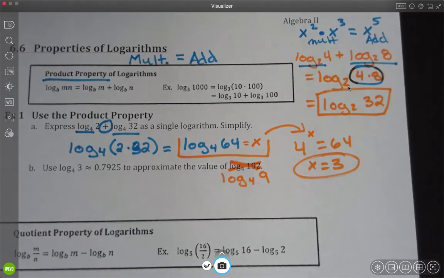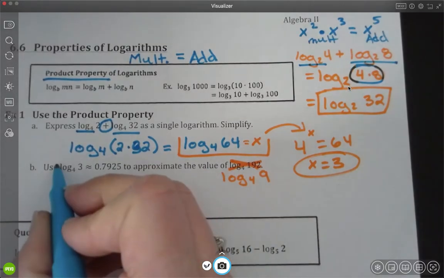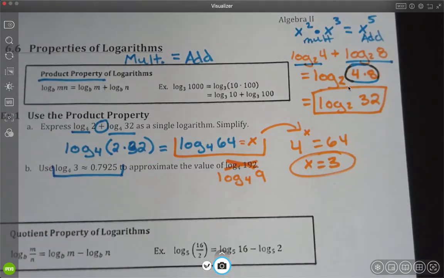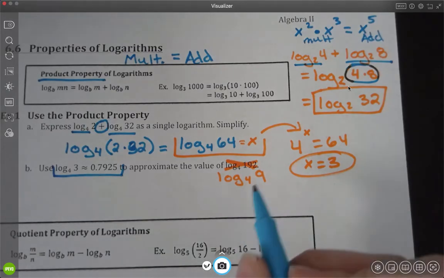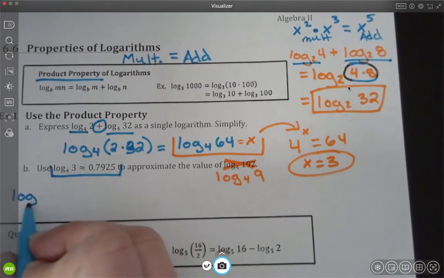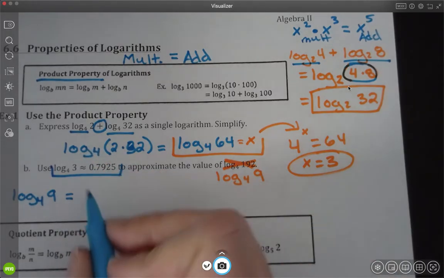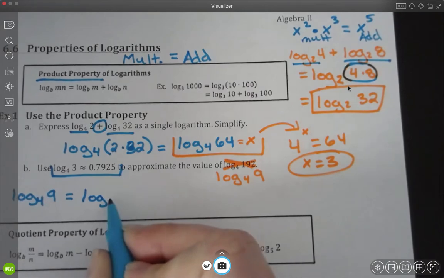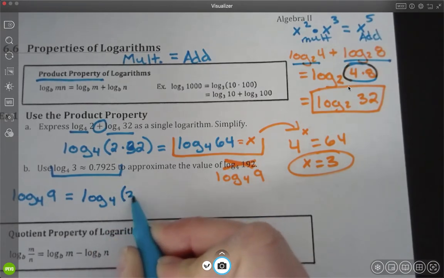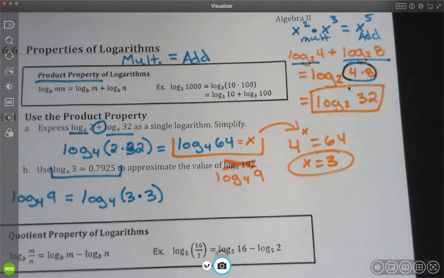All right, they're giving me an answer. They're saying that log base 4 of 3 is that number, right? Okay? And what I want to find is log base 4 of 9, all right? Now, log base 4 of 9 is what we're starting with, but can I write that in terms of 3? What is 9 in terms of 3? 3 squared, or 3 times 3, right? That can be written as log base 4 of 3 times 3, right?